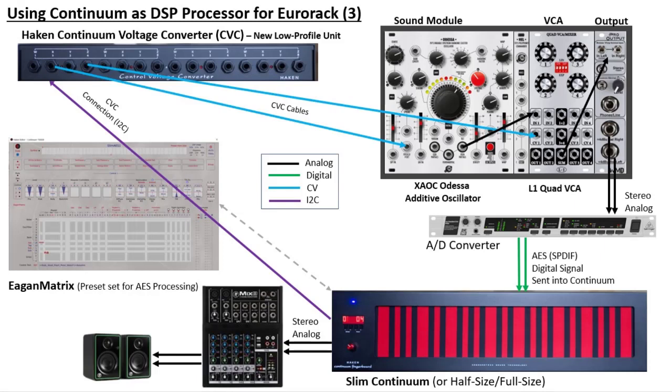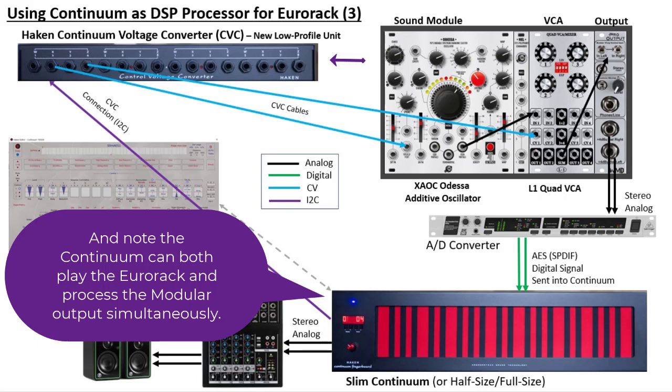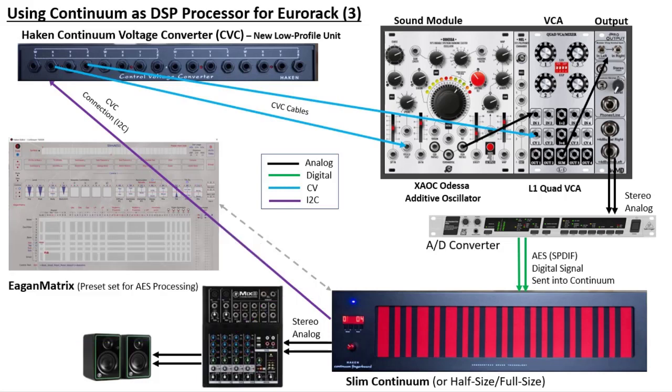Well, very much the same thing. You'll have some kind of a Eurorack setup. The one we're going to use is going to be controlled by Continuums and Continuum Mini, so I'll need a CVC or a micro CVC to be able to get my Continuum to convert to CV that will drive my Eurorack system. That will connect up to your A to D converter, and that will go into your Continuum.